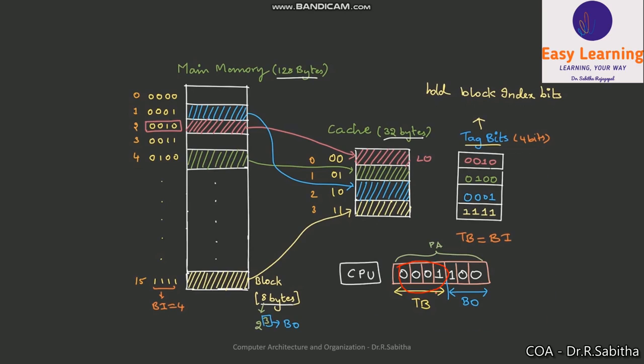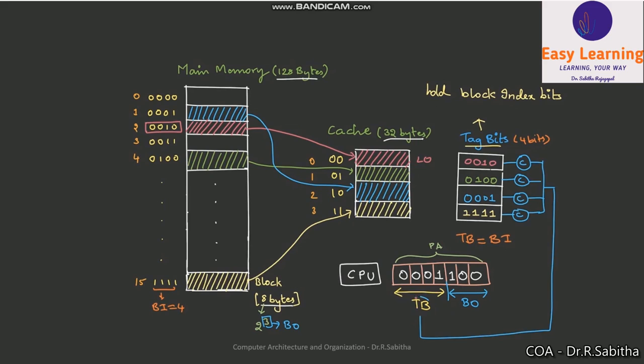So this tag bit of the physical address is compared with each and every tag bit corresponding to the cache line. So the number of comparators is also increased. Though it has a flexibility that it can store wherever it wants, it can map wherever it wants, here the number of tag bits has increased and also the comparator circuits have increased. So we are going to compare this tag bit in the physical address with the tag bits related to the cache lines.